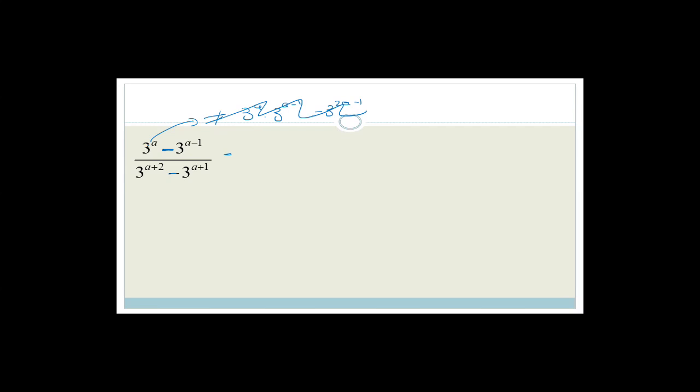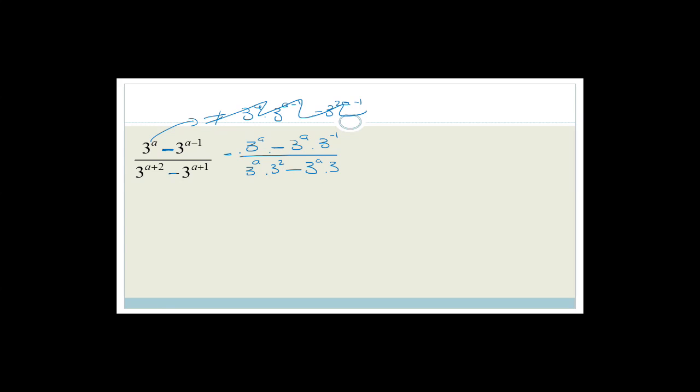So I'm going to rewrite these, but I'm going to separate them out so that they have the same look. In other words, I'm going to go 3 to the a. 3 to the a minus 1 can also be written as 3 to the a times 3 to the negative 1, all over. Similarly here, we can write this as 3 to the a times 3 squared minus 3 to the a times 3.